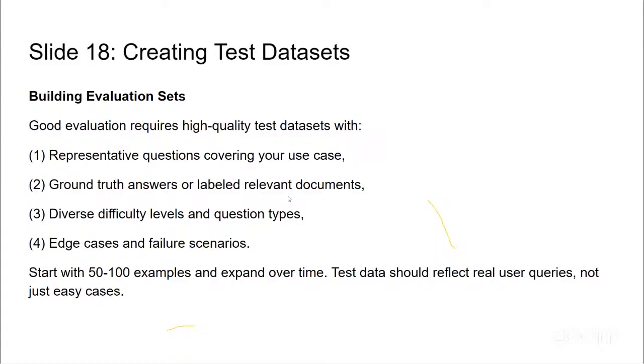It's important to have questions which cover all the scenarios of the use case that we are trying to accomplish. The ground truth answers or labeled relevant documents should be there. Diverse difficulty levels and question types should be there. Edge cases and failure scenarios should be there. Basically, we start with around 50 to 100 examples and expand over time. The test data should reflect your real user queries and not just easy use cases. Typically, people just write some simple use cases and leave it. But you should understand what the user query is that the user is going to ask. That's important.